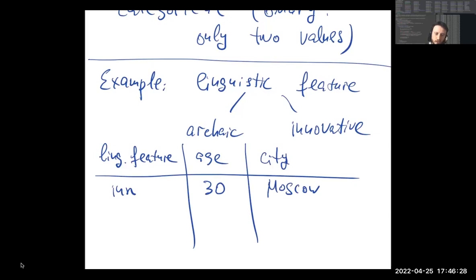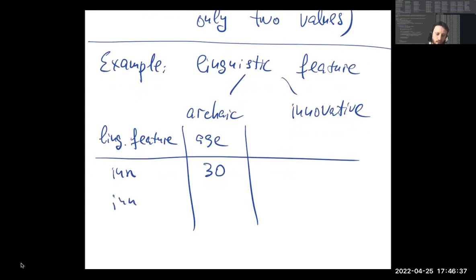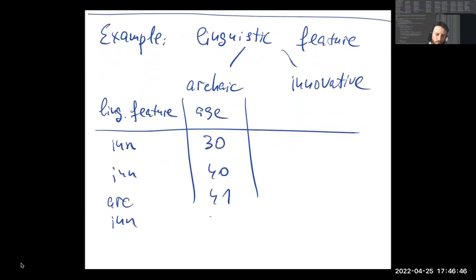Okay, to make things simpler, let us for a moment forget about this city variable, just the linguistic feature that can be innovative or archaic, and age. So you have data like this. And you're interested in how the choice of this linguistic feature depends on the age. So you want to do something like a regression analysis. But on the left-hand side of your regression equation, you have this linguistic feature.